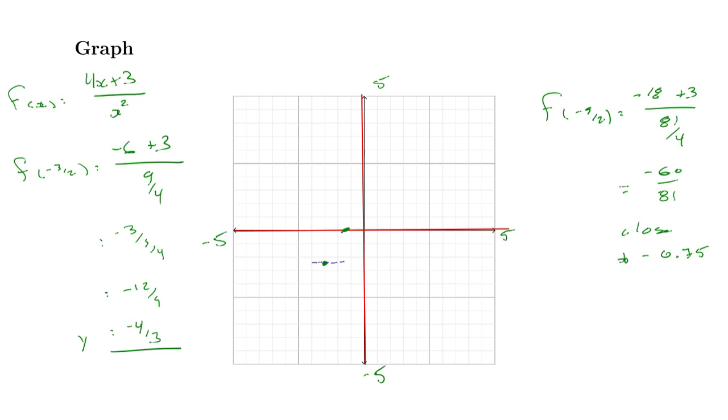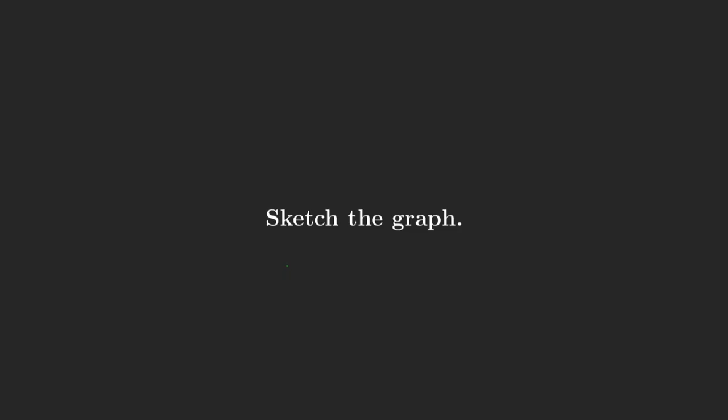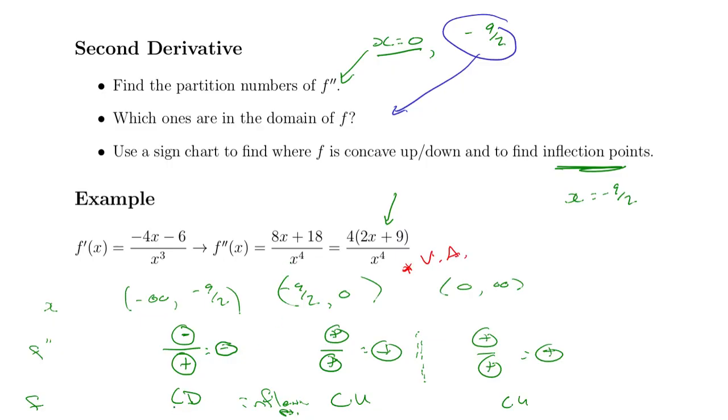-9/2, that's -2.5. So there's 1, 2.5. And negative approximately 3/4, that's right around here. That is my inflection point. Now that means I know that my function is going to be decreasing, but it's going to start concave down. So now I can start sketching things.